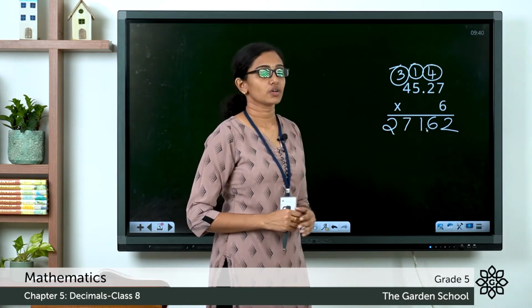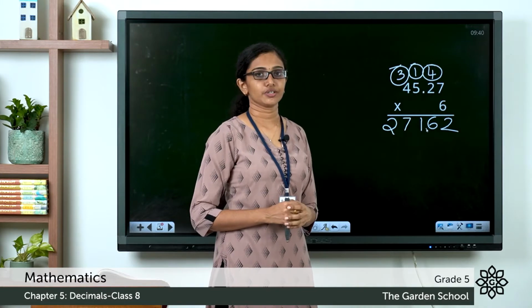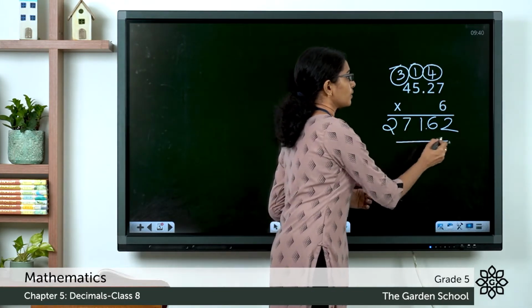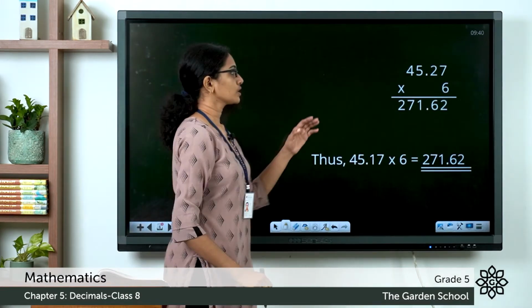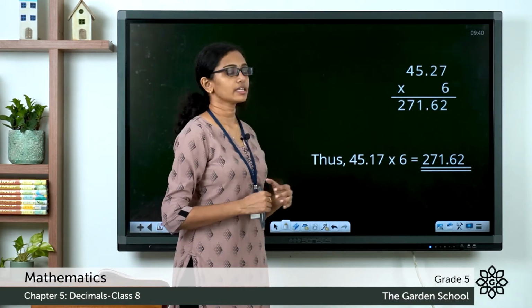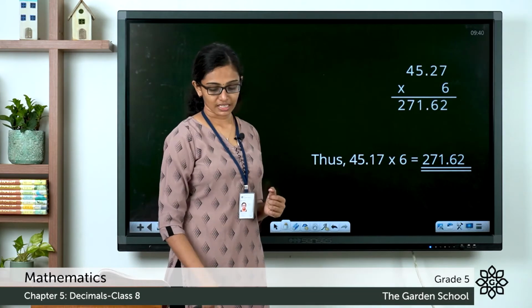So this is the answer. This is the product of this multiplication. So 45.27 into 6 will give you the product 271.62. Hope this is clear to you.